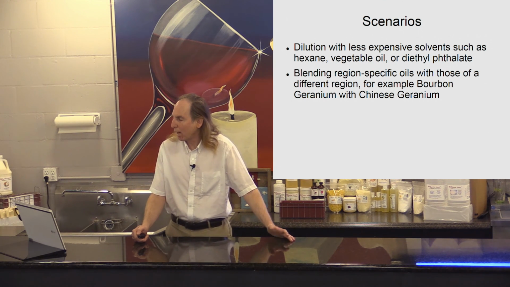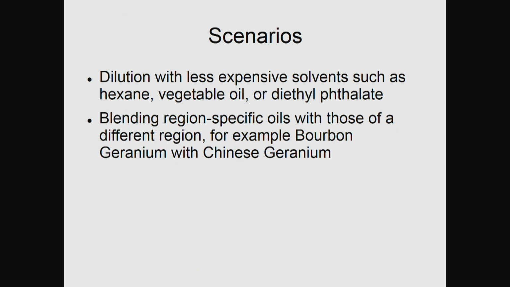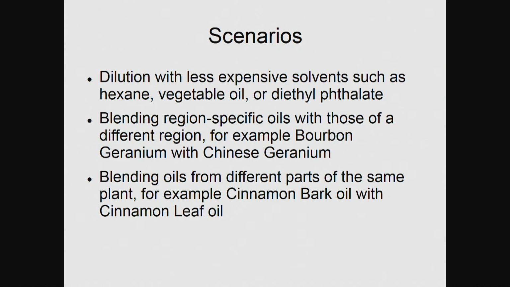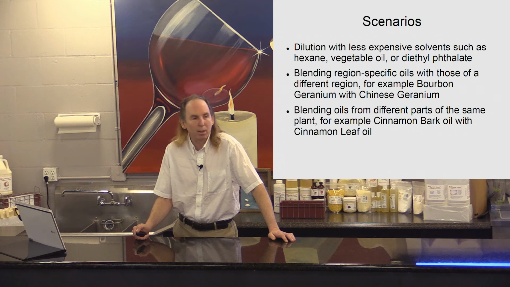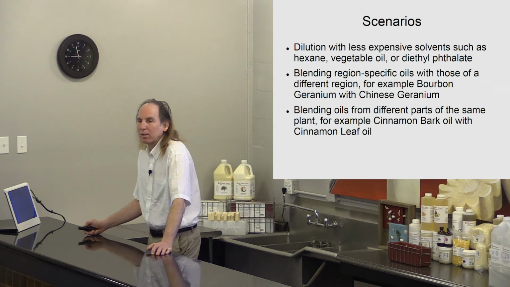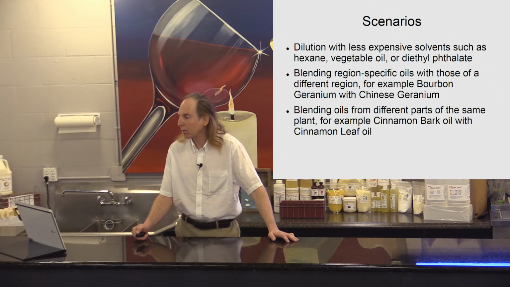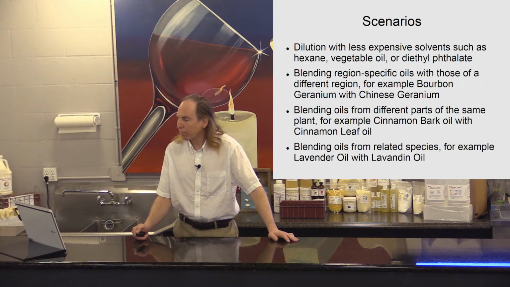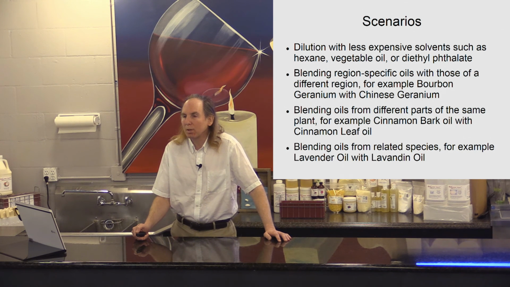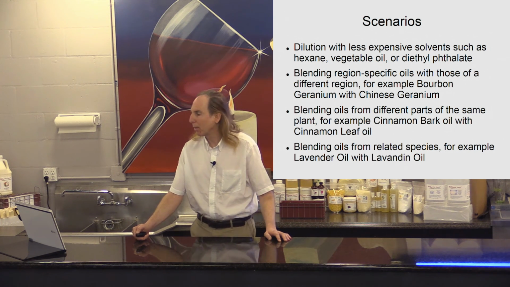region-specific oils. So you could have bourbon geranium cut with Chinese geranium, which is a less expensive oil. You could have blending oils from different parts of the plant. So cinnamon comes in two kinds. There's the leaf oil and the bark oil. They're sold as separate products, but if one were blended together and sold as the bark oil, for example, that would be an adulteration. You could have blending of oils from different species. Lavender and lavandin smell very similar. Lavandin is the cheaper oil, so you could adulterate lavender oil by including some lavandin with it.